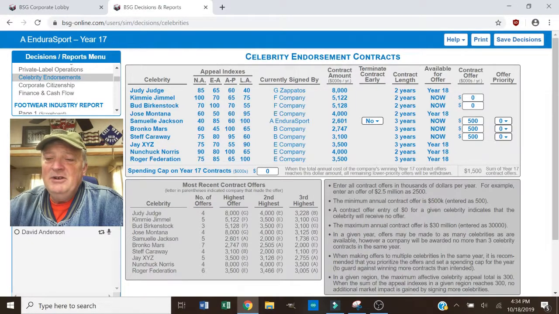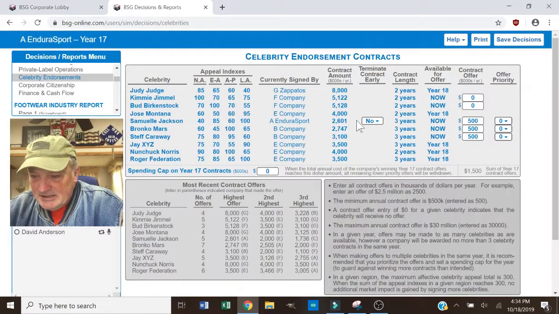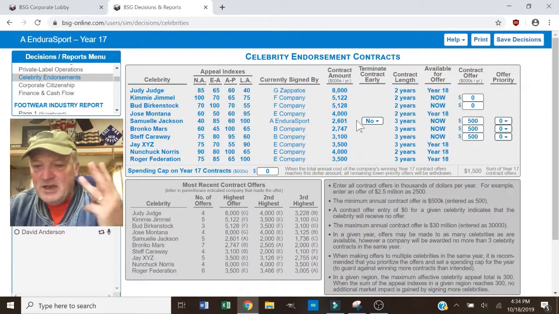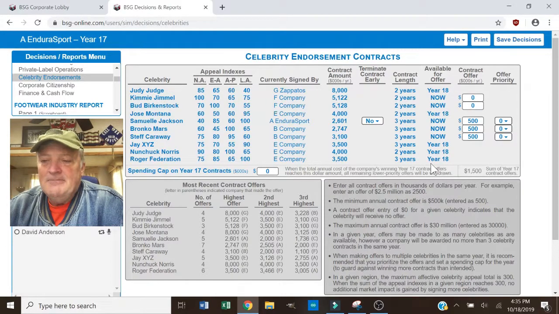So this is how you do it. You come over here. I really took a hit on this last one. I only have one celebrity left, and I had Nunchuck Norris. It was pretty cool. But obviously you don't want to terminate the contract early, but this is how you bid on them. And like I said, I think you can only get three people per year.